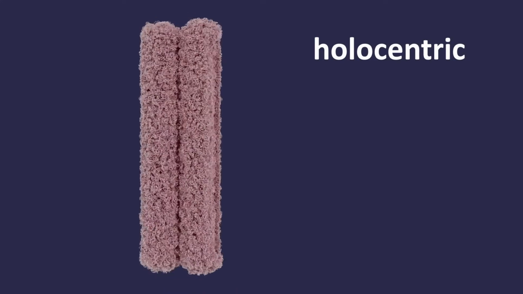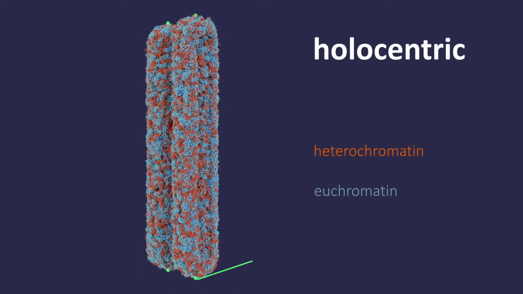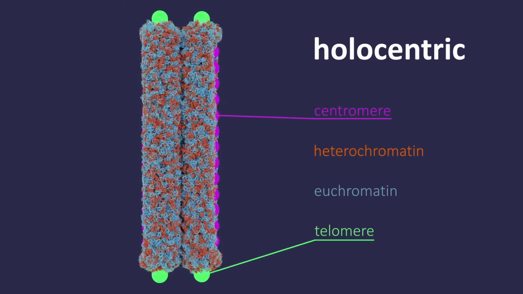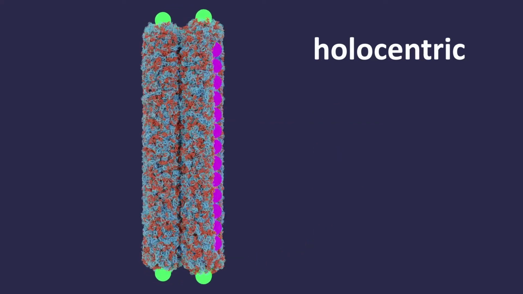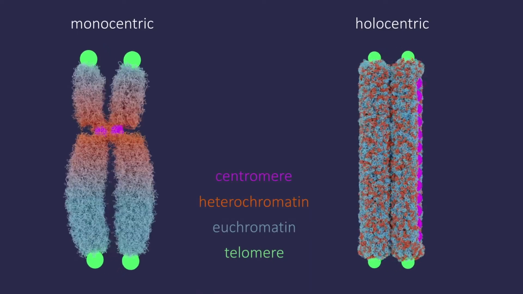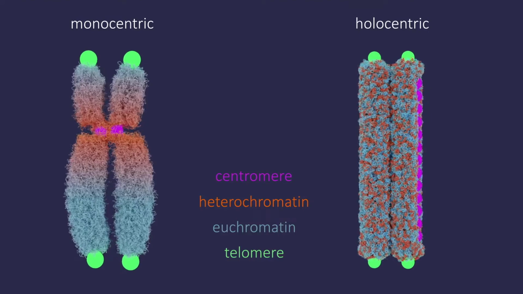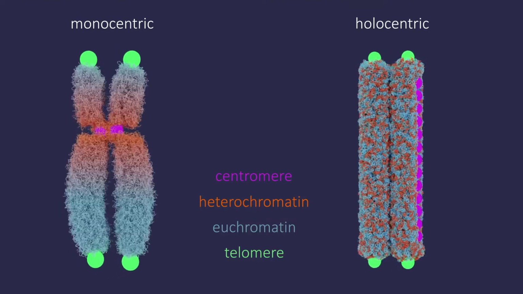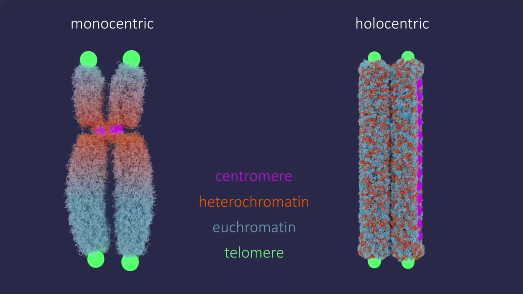However, in contrast, holocentric chromosomes with repeat-based holocentromeres lack this organization. Euchromatin and heterochromatin are basically uniformly distributed along the whole chromosome. We now highlight the main difference between monocentric and holocentric chromosomes. And as you can see, holocentric chromosomes lack the so-called compartmentalization into different subdomains as in the monocentric case.